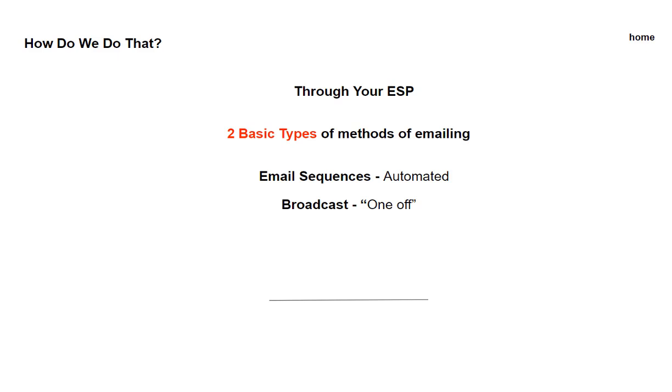I don't ever know when I'm going to create that YouTube video, so I don't know how I would ever put it in a sequence. So broadcast is just a one-off special announcement that you want to communicate to your entire list or a segment of your list. And an email sequence is automated. You set it up one time and the computer handles it.